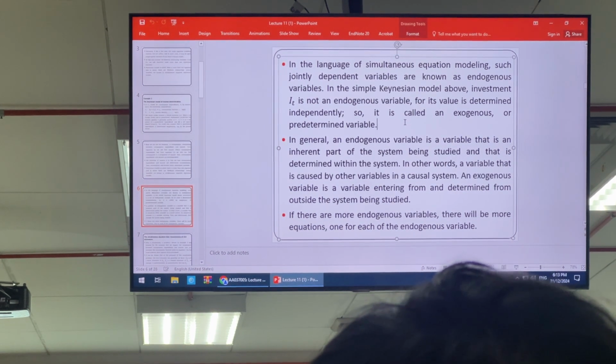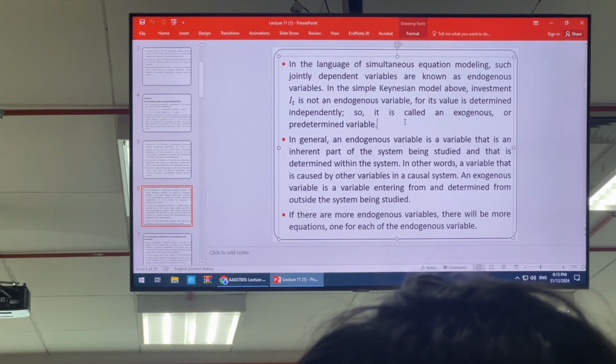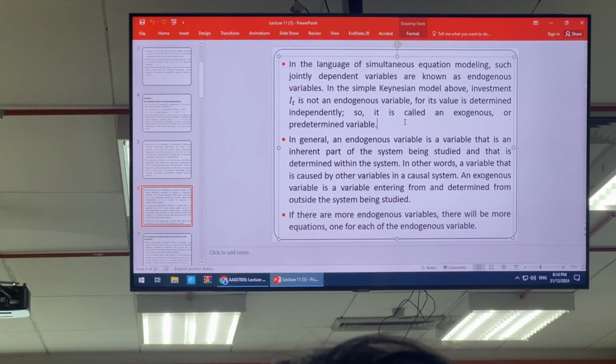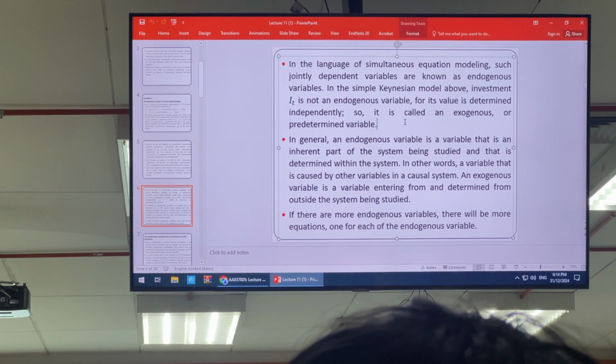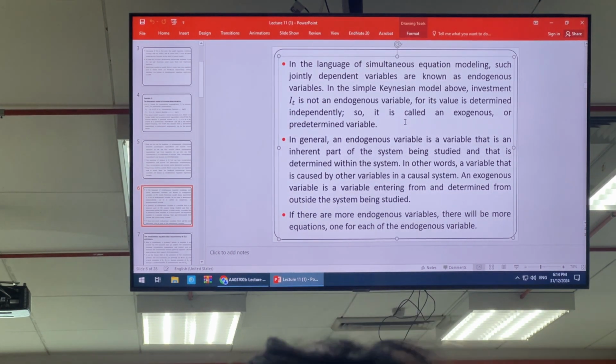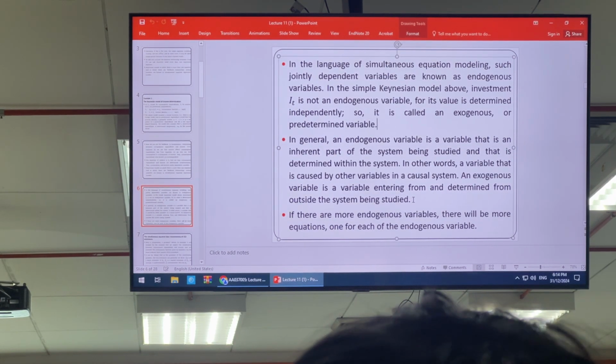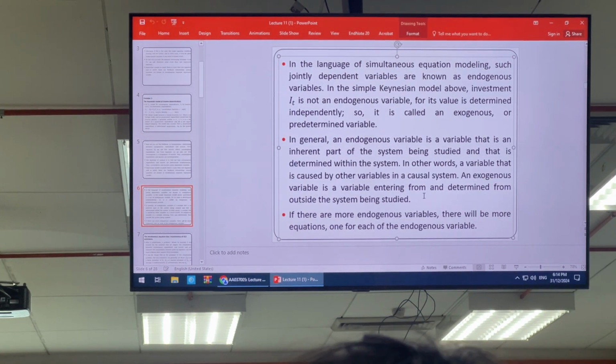In the simple Keynesian model given above, investment I is not an endogenous variable, for its value is determined independently, so it is called an exogenous or predetermined variable. In general, an endogenous variable is a variable that is an inherent part of the system being studied and that is determined within the system. In other words, it is a variable that is caused by other variables in the causal system. An exogenous variable is a variable entering from and determined from outside the system being studied.